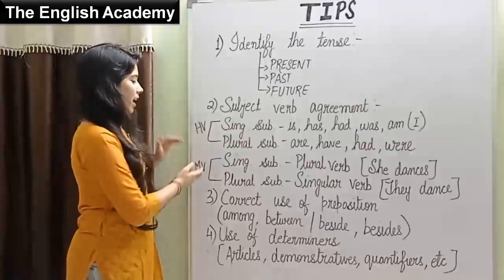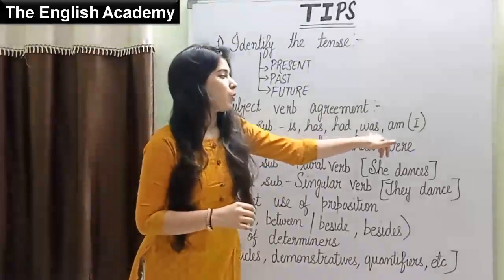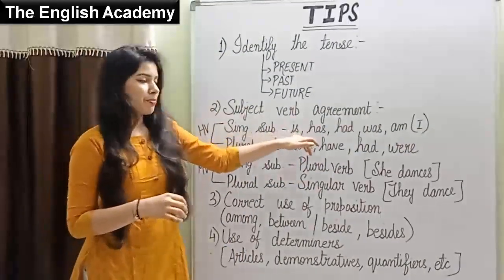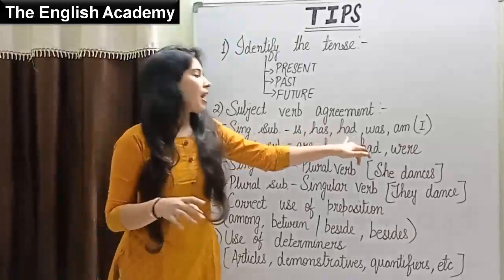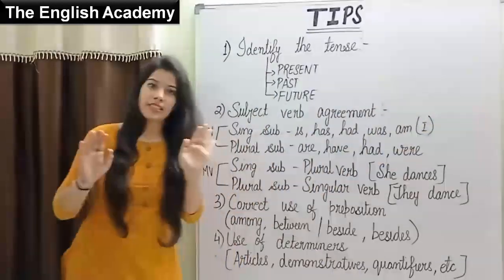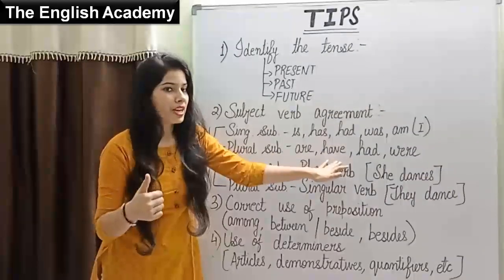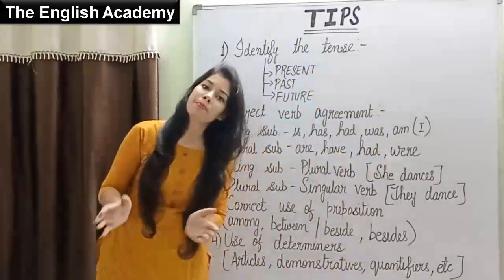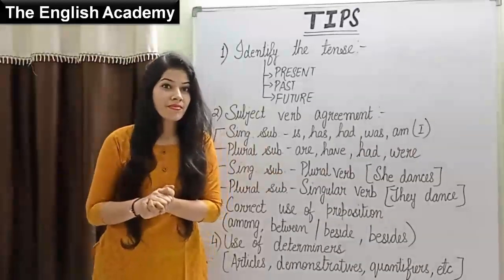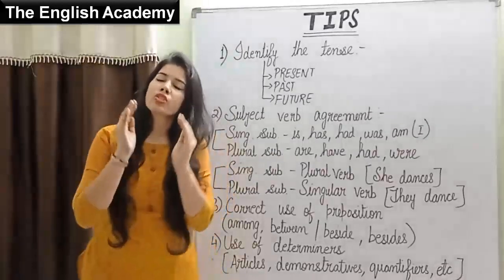Let us take helping and main verb. In helping verbs, examples are is, has, had, was, am. These are singular. We use singular subject with is and has in present, had and was in past, and am only with I. Next we come up with plural. Are, have in present, had, were in past. Let's take an example. I can say she is eating. They were having dinner. So your verb and subject should agree with each other.